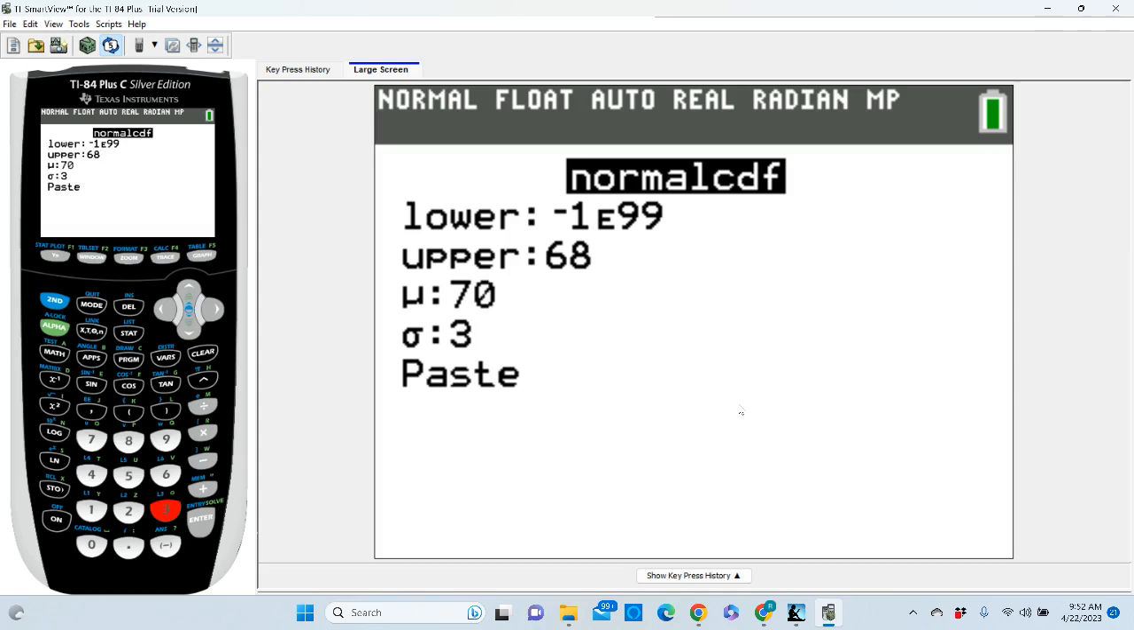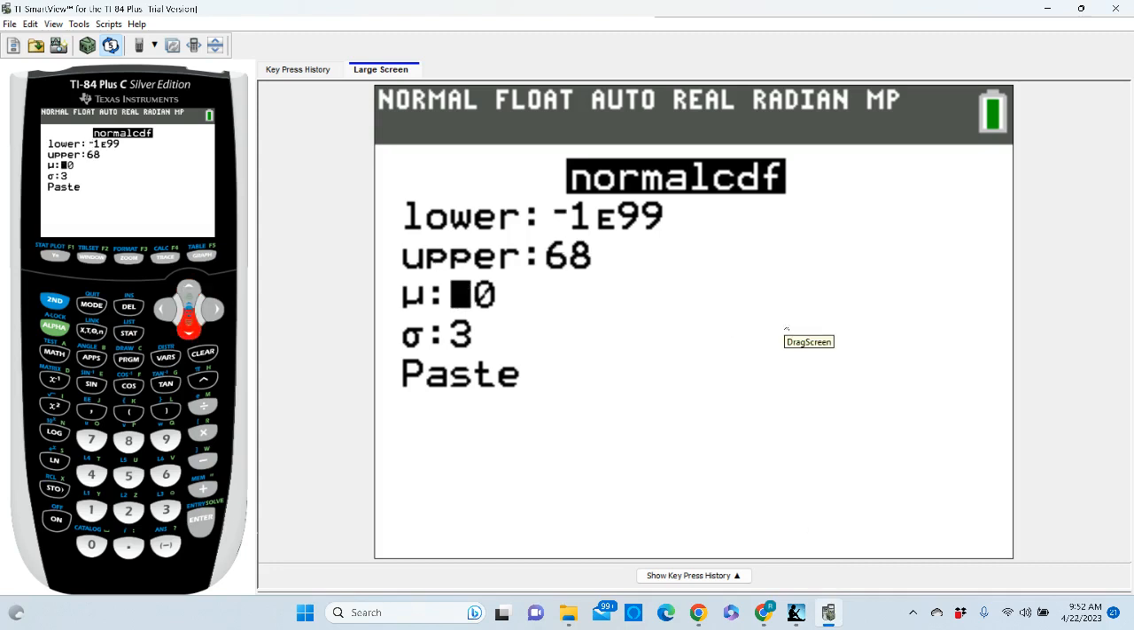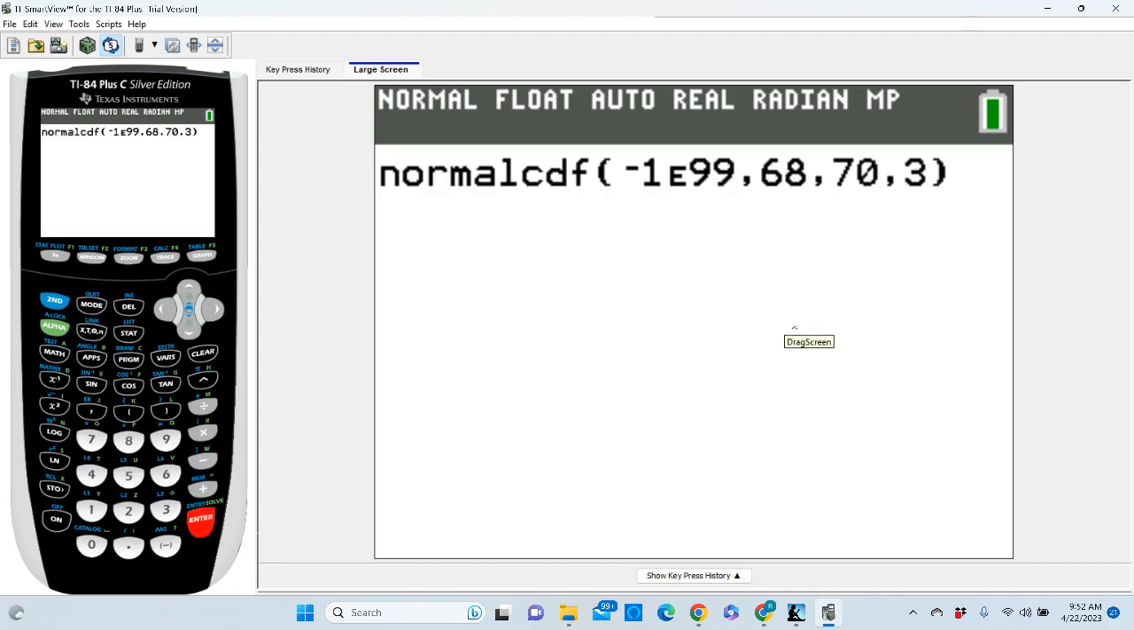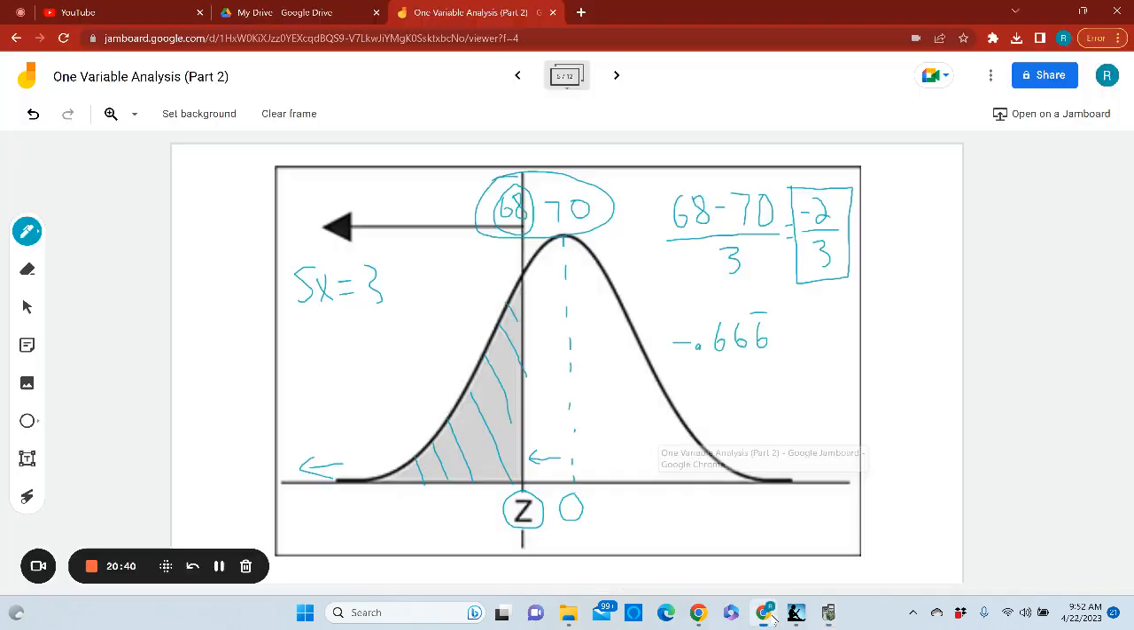standard deviation of 3. And notice I'm leaving the lower boundary as negative 1e99. Because this is a continuous distribution, I'm basically trying to give my calculator the smallest number possible to approximate the extreme left side of this curve. So that's where the negative 1e99 comes in. And when I pull this up, I can hit paste, I can hit enter, and here's my percentile rank. If you got a 68 on this exam, you did better than, if I just rounded off to 2 decimals, roughly 25% of the class. Better than or equal to, I should say, right?